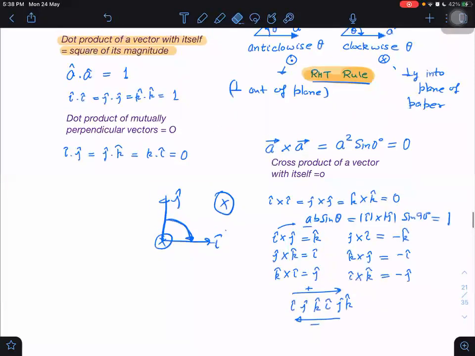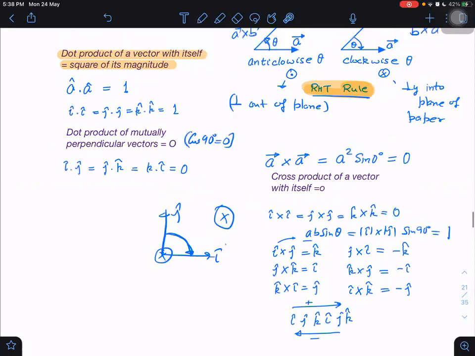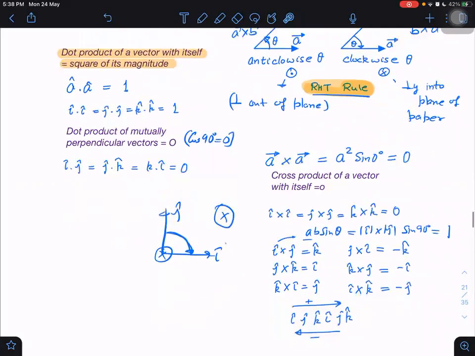What is the dot product of two perpendicular vectors? It is very simple. Dot product of two perpendicular vectors is 0. Why is it 0? The reason is cos 90 degrees is equal to 0. Cross product of two parallel vectors will be 0, but dot product of two perpendicular vectors will be 0. Okay.